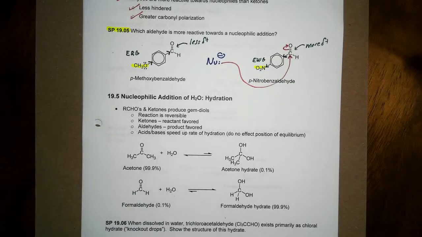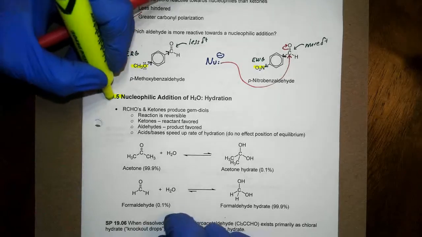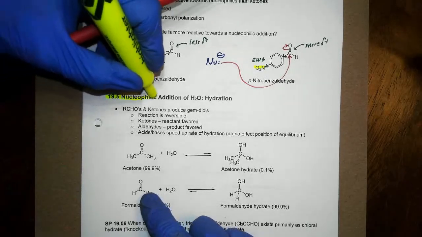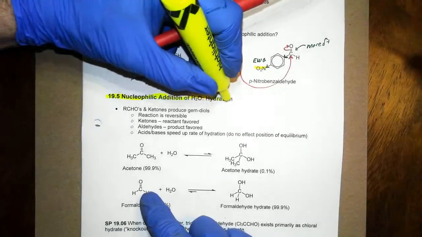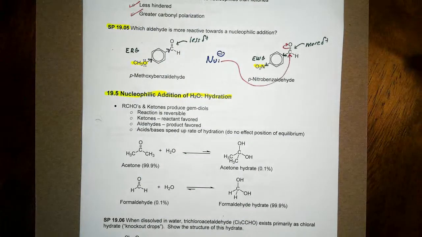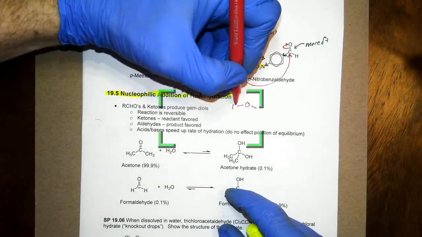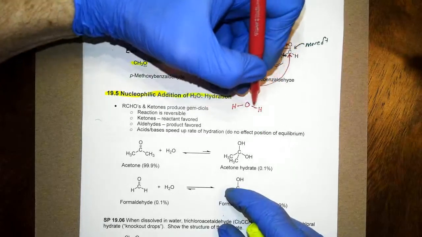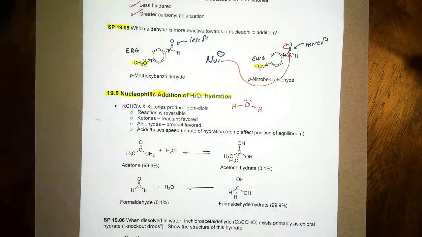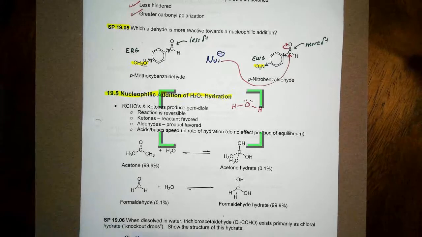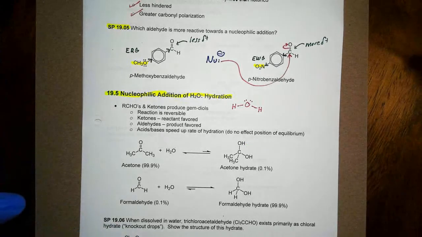Let's go to section 19.5 and talk about nucleophilic addition of water. Now remember, just on the previous page we said that water can behave as a nucleophile, and the reason it can behave as a nucleophile is why? Because it has a very electronegative oxygen, but it has those lone pairs. So all that you need is that one lone pair in order to act as a nucleophile.